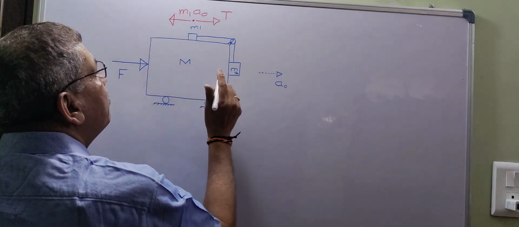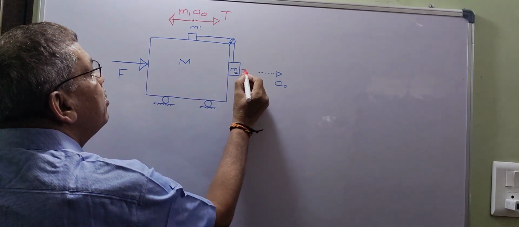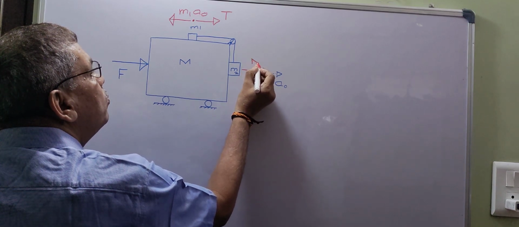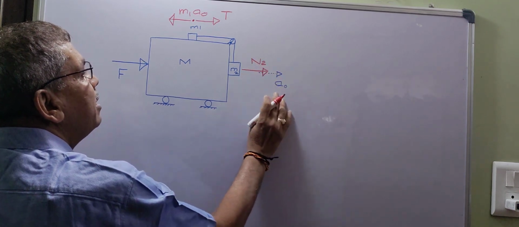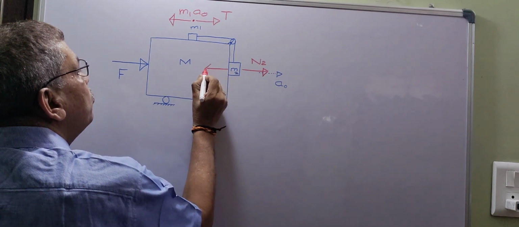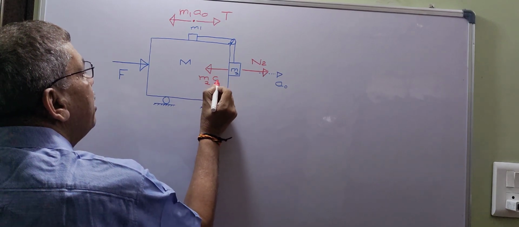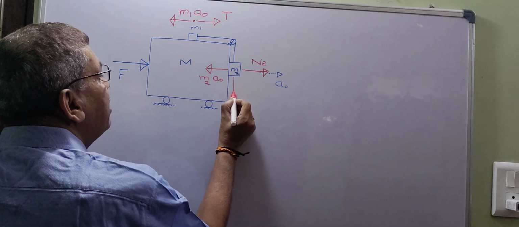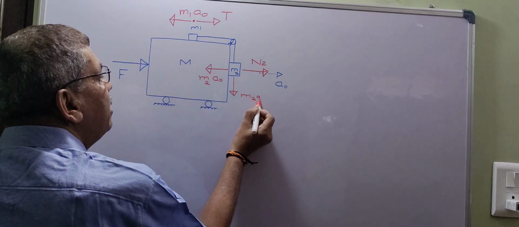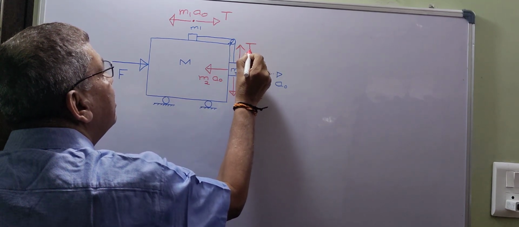Now here you will observe, since it is in contact with the cart, there will be a normal reaction acting on M2 in the direction of acceleration A0, and a pseudo force will act on M2 opposite to the direction of acceleration, that will be equal to M2A0, and its weight will be acting in downward direction, that will be M2G, and then a tension T will act in this spring, right?